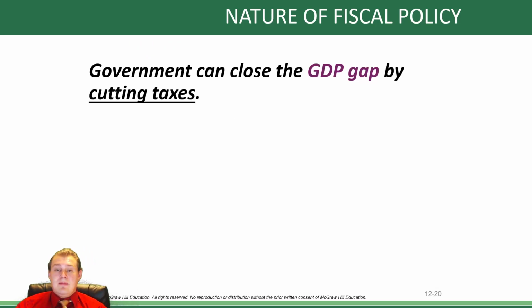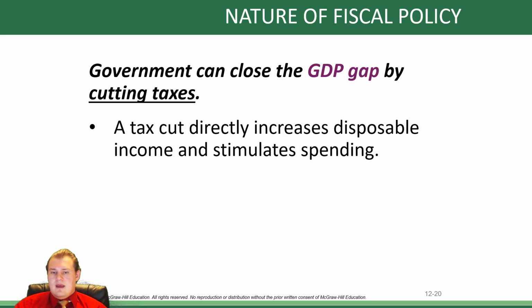Government can close the GDP gap by cutting taxes. This is the other way they can do it. So remember, spending's part of it, but the other way is to cut taxes. Let's see how it works. So it's pretty close, but there's a little bit of difference. Okay. A tax cut directly increases disposable income and stimulates the economy.